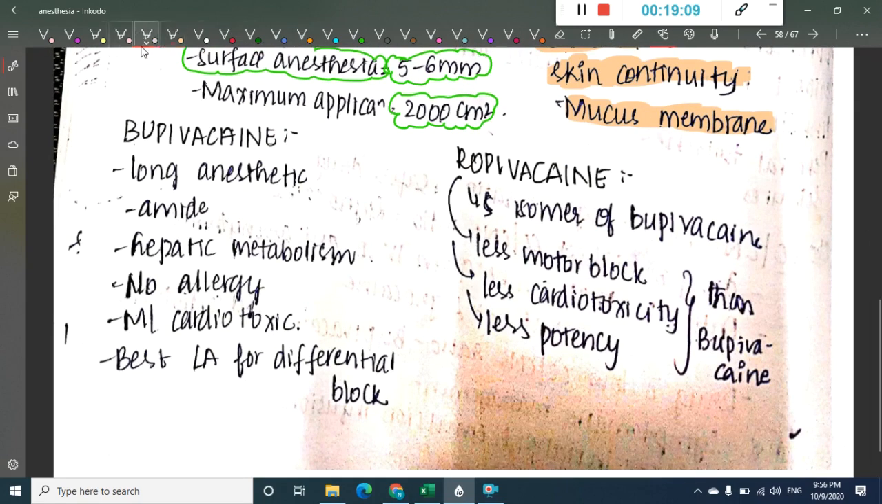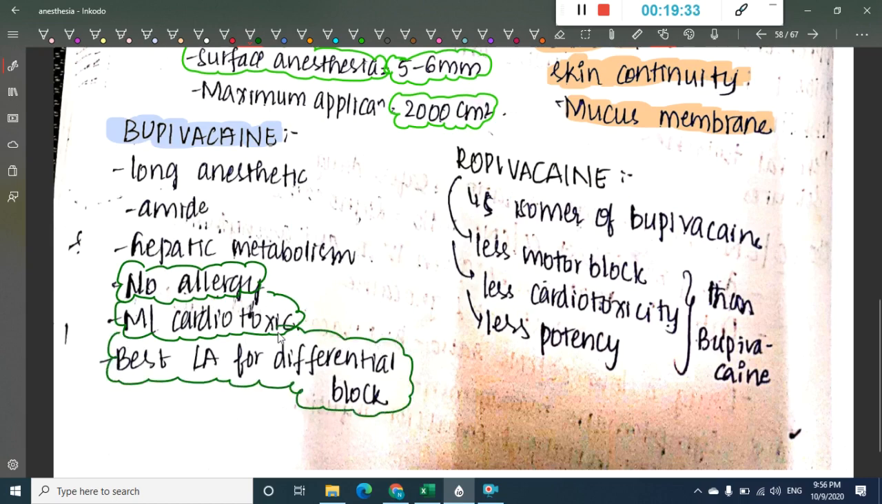Then we have one more drug called bupivacaine. It is a long acting anesthetic. It is also an amide anesthetic, so it has hepatic metabolism, it has no allergy, and it is the most cardiotoxic. Bupivacaine is the best local anesthetic for differential block.